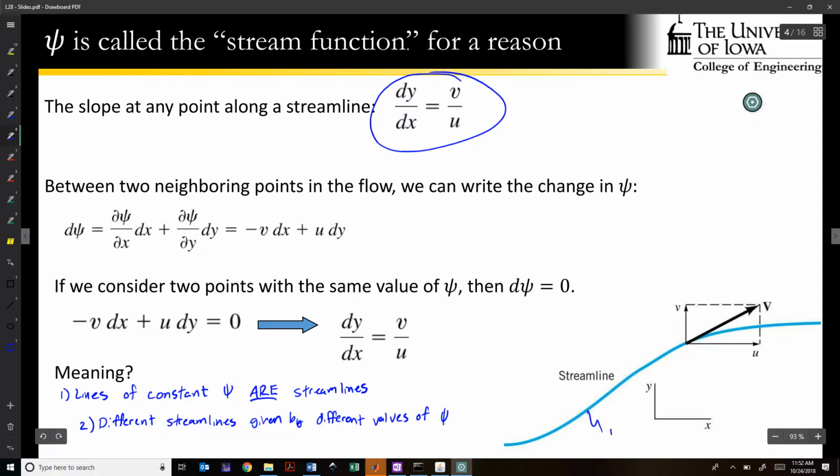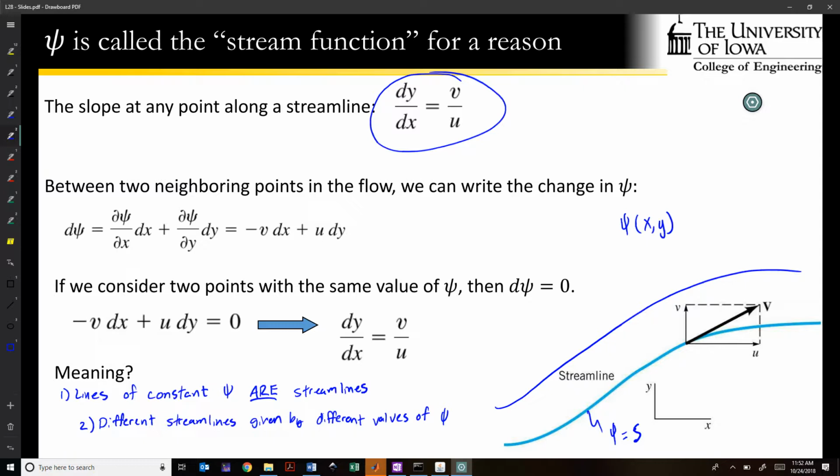We might say that this has a value of psi equals 5, perhaps. That is, if you have psi as a function of x and y, and you were to make a contour plot, say, show me a line where psi is equal to 5, you might get that line. If you said draw a line where psi equals 6, you might get the next streamline. All right. So this is a really useful tool for plotting out the way that a flow looks. And it has a lot of other uses as well.